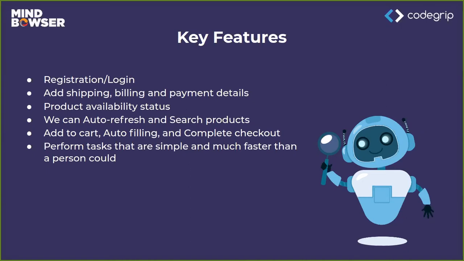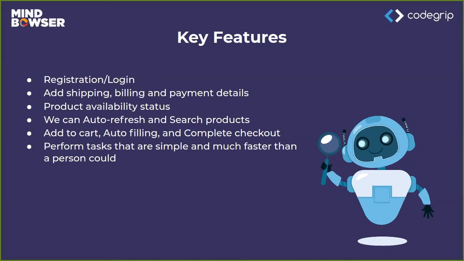After that, we can add shipping, billing, and payment details also. Shipping, billing, and payment details is nothing but one type of form, so we just need to fill the essential information into those forms. This comes under autofilling forms. Using Selenium, we are able to autofill the forms.